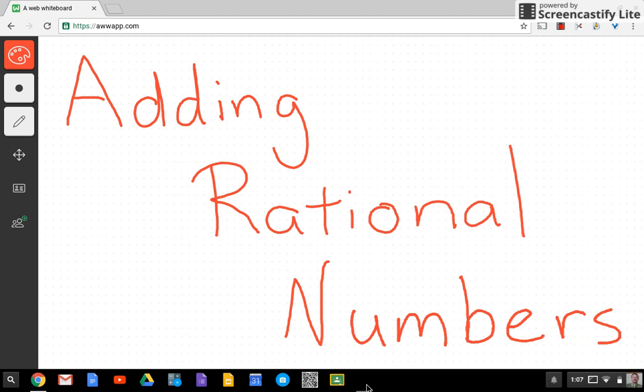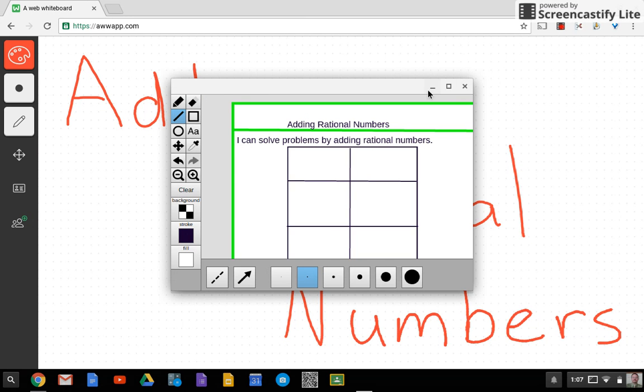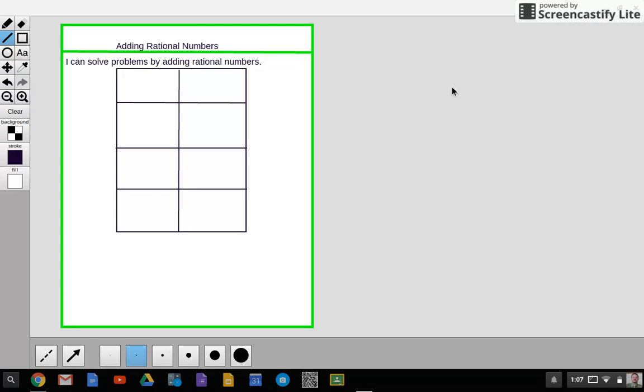Now, let's take a look here. I have an instruction page included that shows you how to make the foldable. And the foldable is going to go in here in your notebook. I believe this is page 20 in your interactive notebook, if I'm not mistaken. Now, of course, we get our I can statement up here. I can solve problems by adding rational numbers. We've given it a title up here.